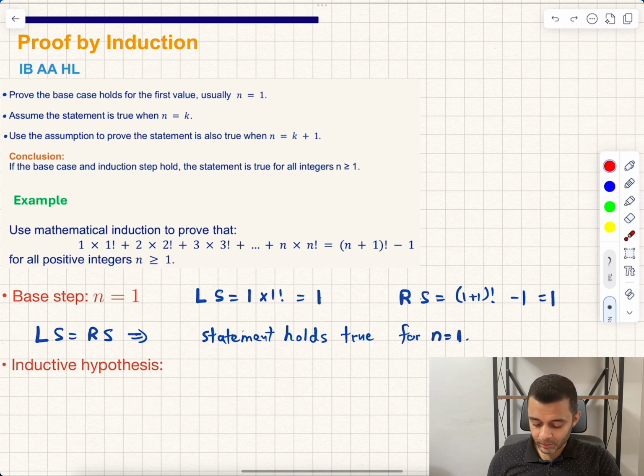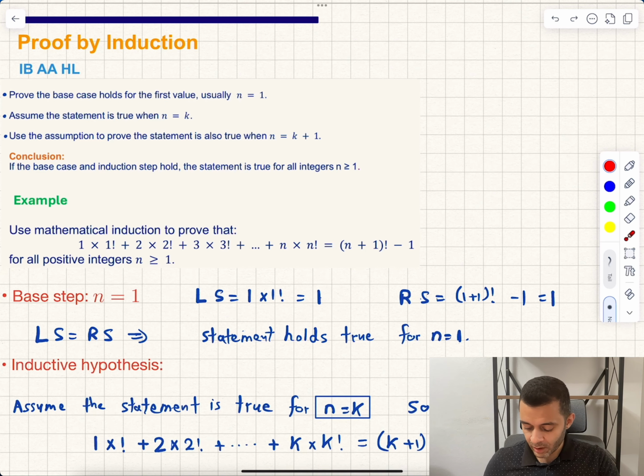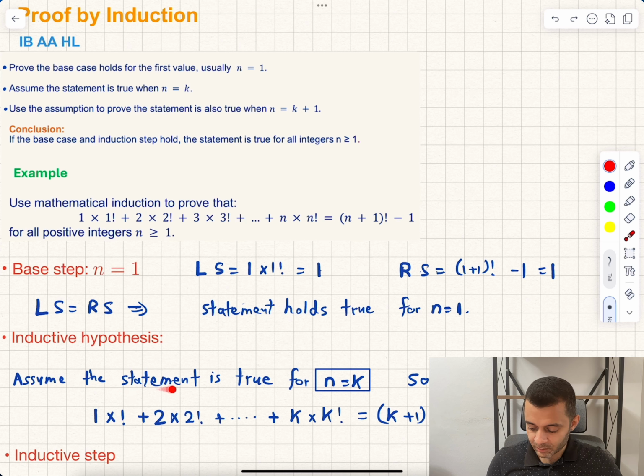Now the next step will be the inductive hypothesis, where we assume the statement to be true. We don't prove it, we just assume it to be true when n equals k. But it's very important to write it down. This will help you a lot in the next step. So here we assume the statement true for n equals k. You write down the same statement, but instead of n, you put k. Notice that here n times n factorial will be k times k factorial, and here n plus 1 will be k plus 1. This is assumed to be true, so you can use it in the next step.